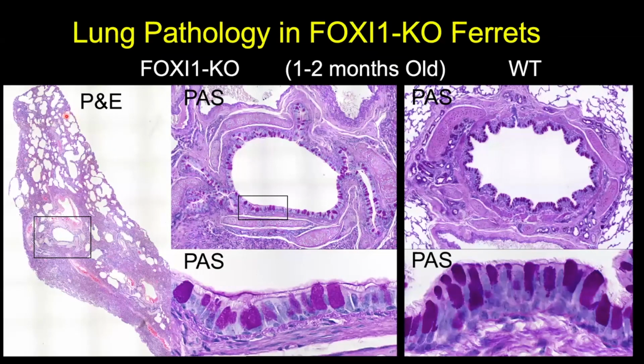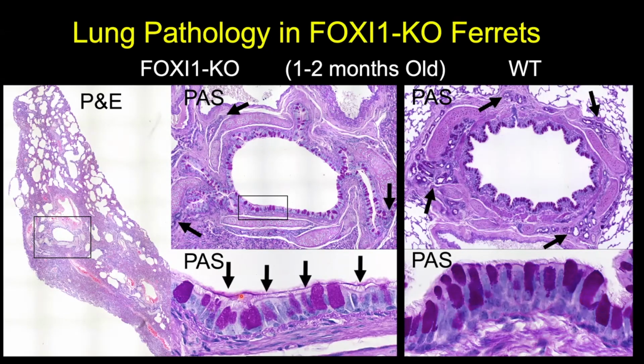Here we show one FOXI1 knockout ferret that demonstrated a collapsed lung with air trapping. If we look at higher power here in this large airway, one can see folding in or collapse of these airways. And importantly, in comparison to wild type animals here, there was significant submucosal gland hypoplasia. We can see very few tubules as compared to the submucosal glands in this bronchial airway in wild type animals.